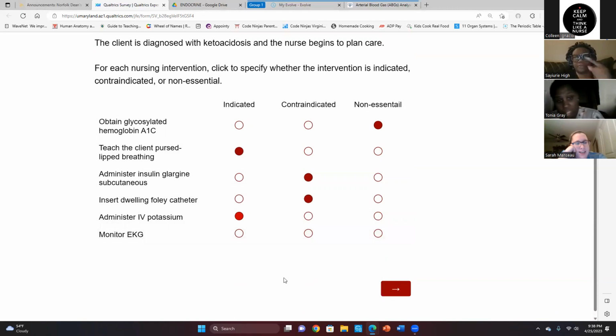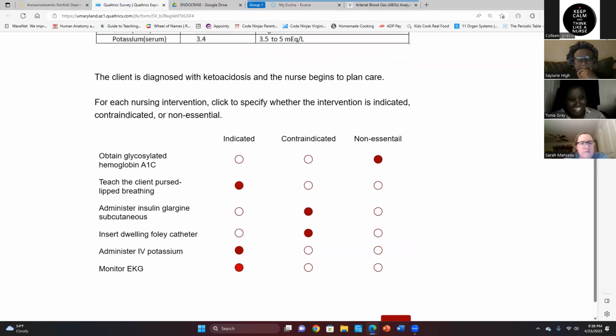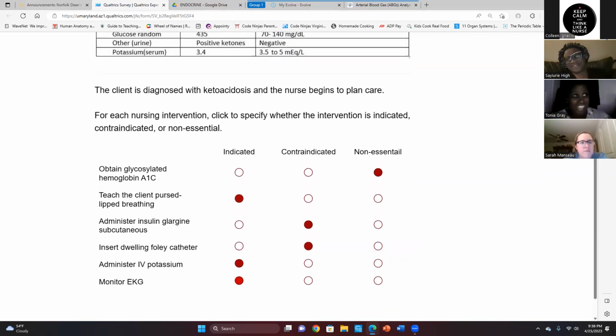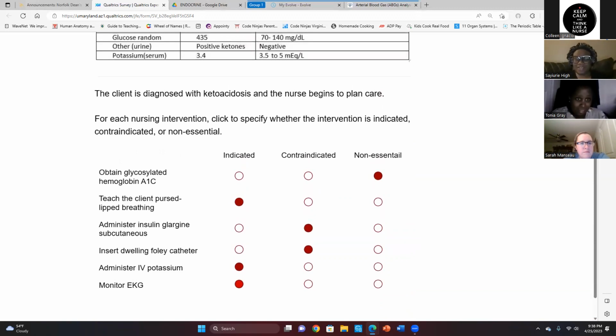Okay, monitor EKG. Yes, definitely indicated, because we're administering potassium. Okay, that was good. Y'all are like, of course, it's potassium. She keeps telling us about potassium. If she tells me about potassium one more time. We have to monitor the EKG. You should have a monitor on anyway. You all did pretty good.